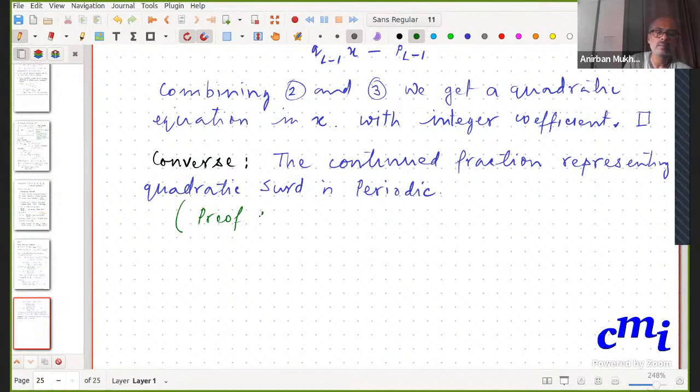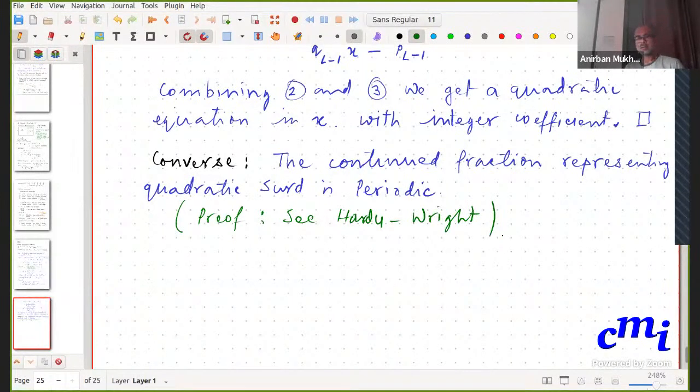For the proof you can just see Hardy and Wright. That's essentially the textbook I'm following. So please see Hardy and Wright. I don't want to do too much theory, so I would skip that. Rather, I would prefer to talk about an example. Let me start talking about an example, though I need a little more theory to really do justice to it.